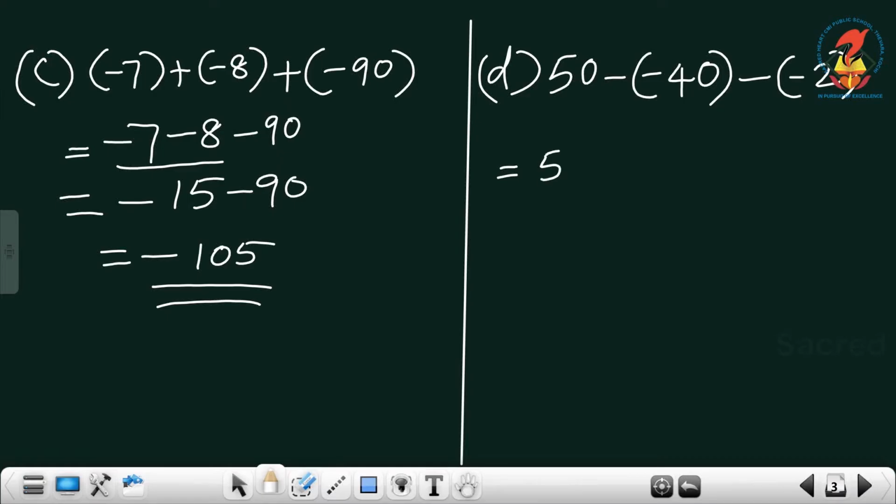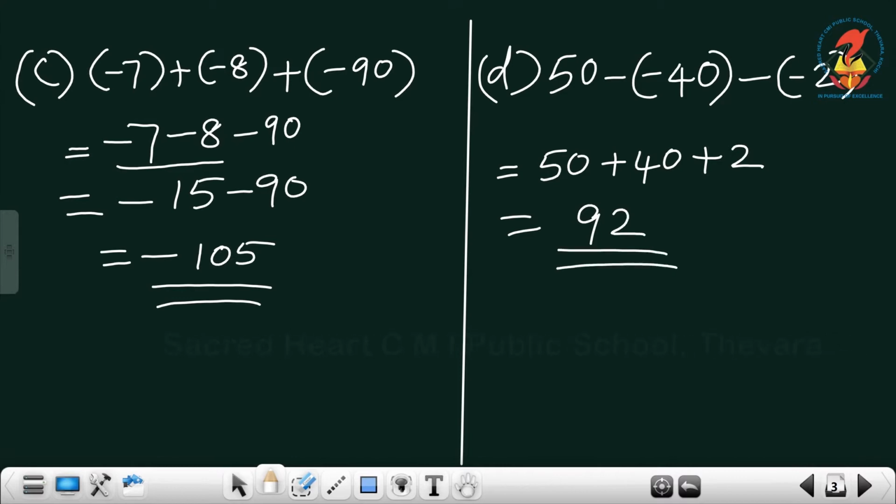Then here what we are getting is 50, two negative signs together, plus 40, again two negative signs together, plus 2. So, all these are of same sign. So, it is 92.